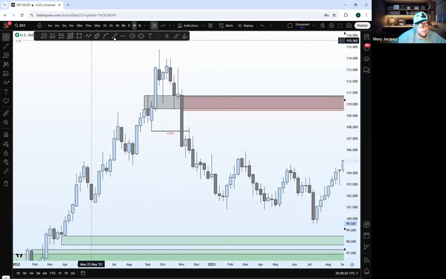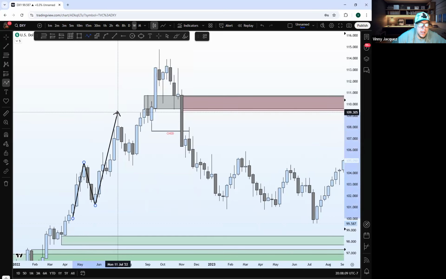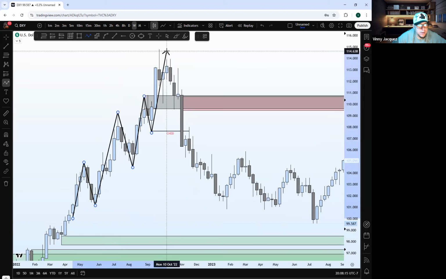look at the structure that was given, right? We have higher high, higher low, break of structure. Higher high, higher low, break of structure. Higher high, higher low, break of structure to the upside, right?